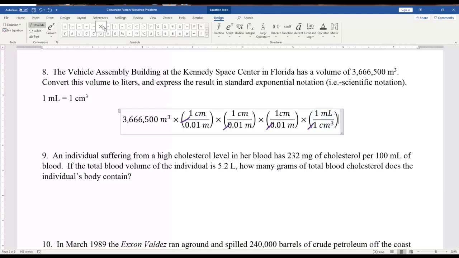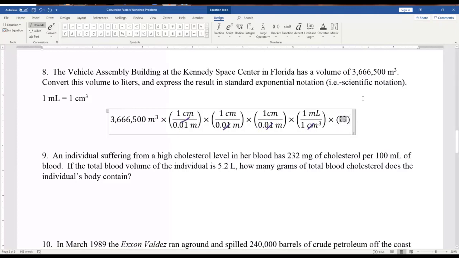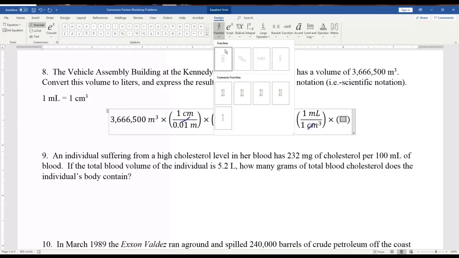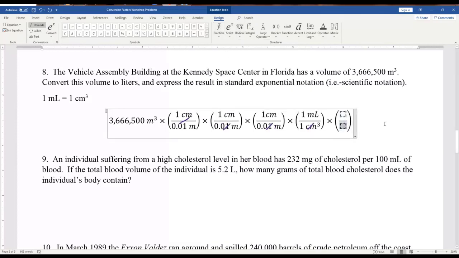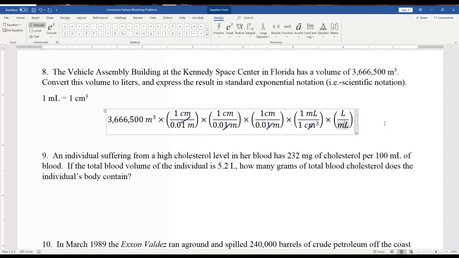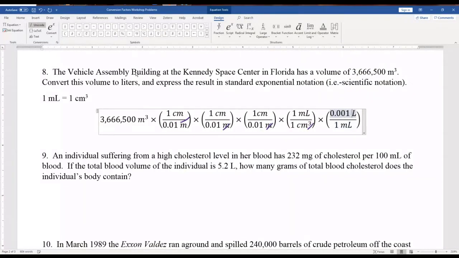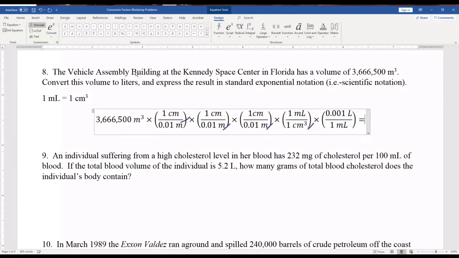And then from there, I can convert milliliters to liters. So 1 milliliter is equal to 0.001 liters. All right. Slide cancellation out.